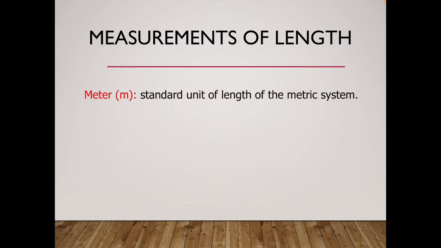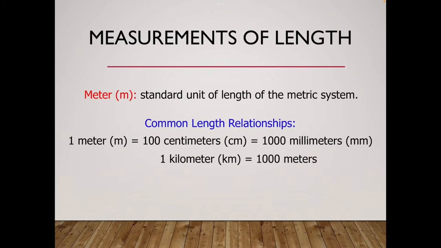So the measurement of length that we typically use in the metric system is a meter. You might be familiar with a yardstick, right? It's a fairly long piece of wood we use to measure things. In chemistry, we actually use a meter stick. So a lot of people will use those interchangeably. They're actually different. A meter stick and a yardstick are not the same. A meter stick is exactly 1 meter long, or 100 centimeters long. But our meter is our standard unit of length in the metric system.